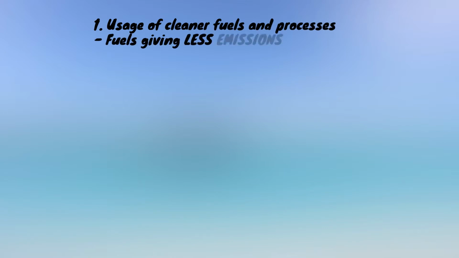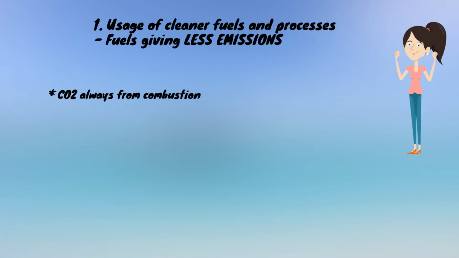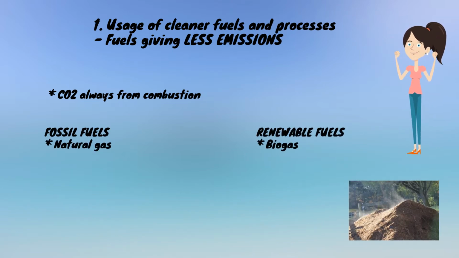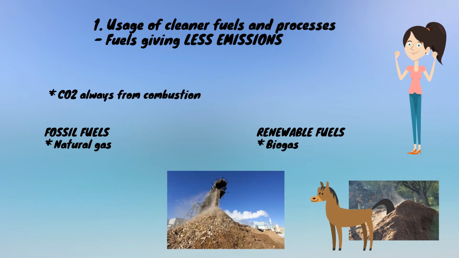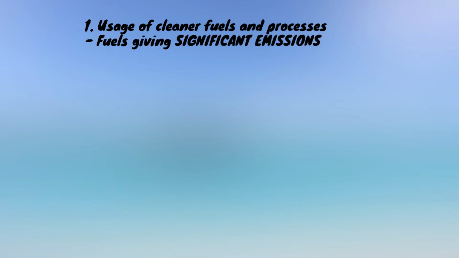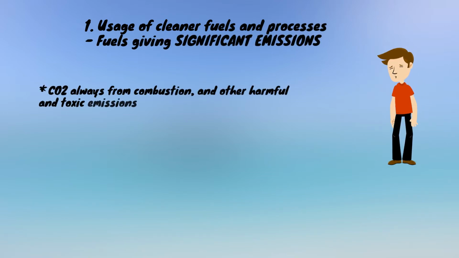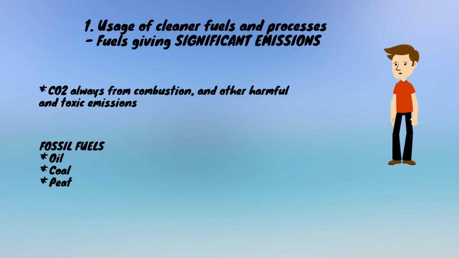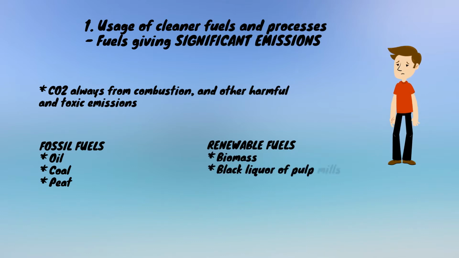We always get carbon dioxide when we are burning organic matters. Natural gas and biogases out of manure or waste, for example, don't make a lot of harmful emissions when they are combusted. We get a lot of emissions when we burn fossil fuels such as oil, coal and peat. Also some renewable fuels like biomass, black liquor of pulp mills and waste make significant emissions when combusted.